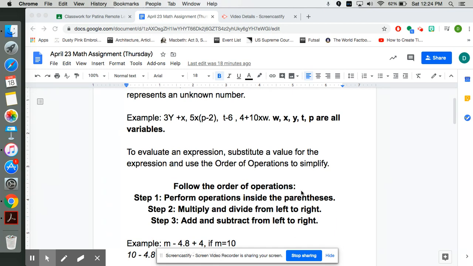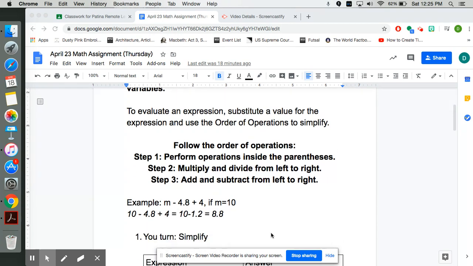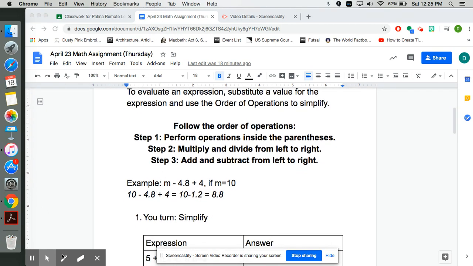We're still going to follow order of operations. Just to review that really quick, we always do whatever is inside the parentheses first. If there are no parentheses, then you skip straight to step 2 and you multiply and divide starting from left to right. Just like we read left to right, we also do math from left to right. Then finally, we add and subtract from left to right. So we always start with our bigger operations. We multiply and divide first, and if there's any addition and subtraction in the expression, we do that last.